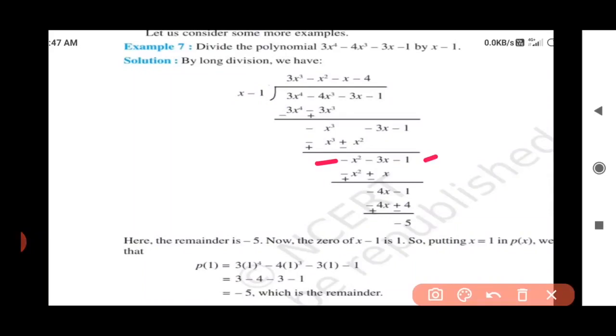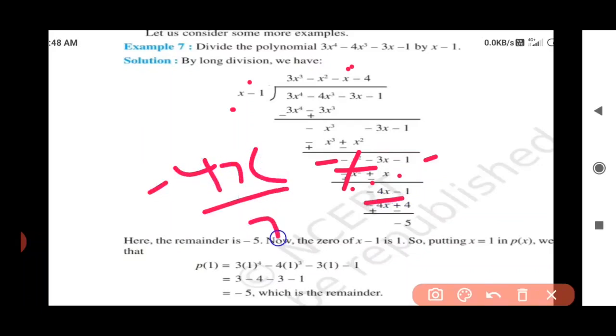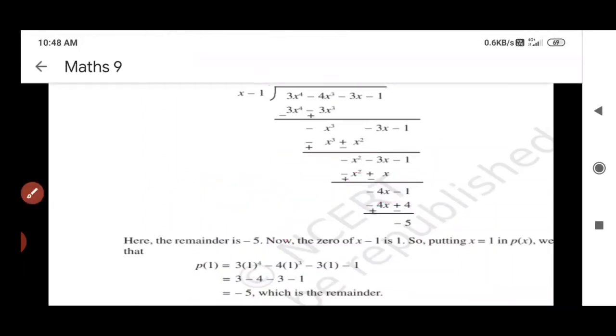So let us continue with the process. Minus x squared divided by x, you get minus x. So minus x into x, minus x squared. Minus x into minus 1, you get plus x. So change the sign, plus and minus. Minus x squared plus x squared is 0. Minus 3x minus x, you get minus 4x minus 1. So continue the process. Minus 4x divided by x, cancel the term, you get minus 4. That is the new quotient term, minus 4.